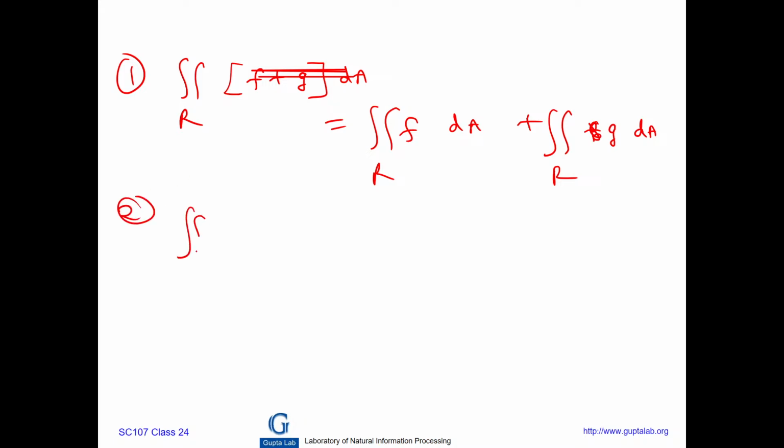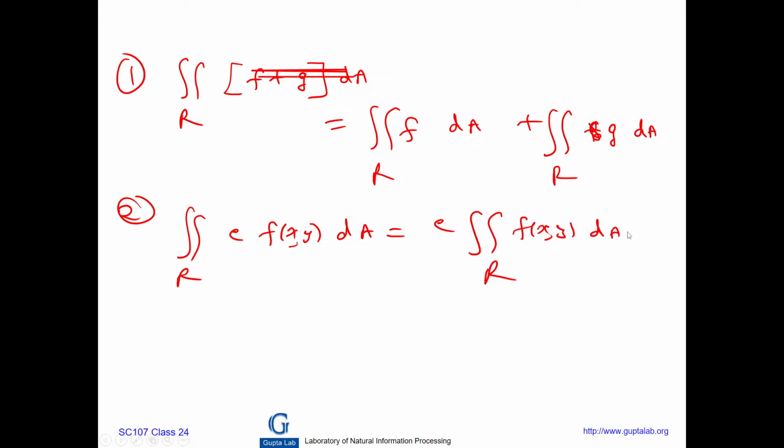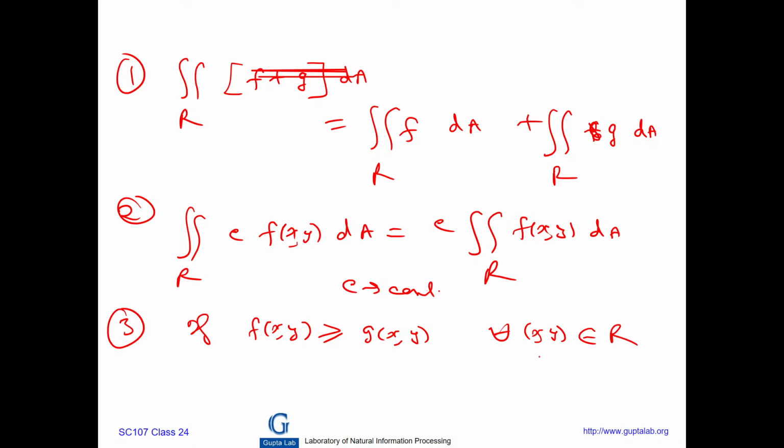Second, a constant times f of x comma y dA is equal to c times the integral of f dA, where c is a constant, right? Third, if f of x comma y is bigger than g of x comma y for all x comma y in that rectangle R, then the integral of f of x y dA will be bigger than the integral of g of x comma y dA.